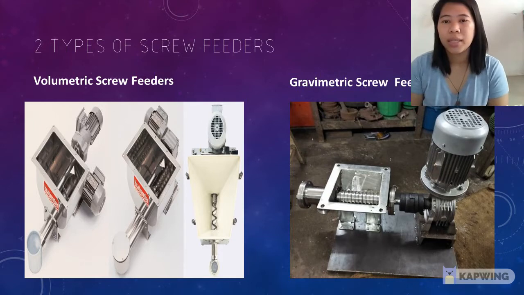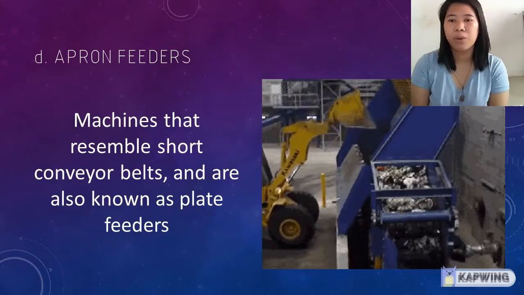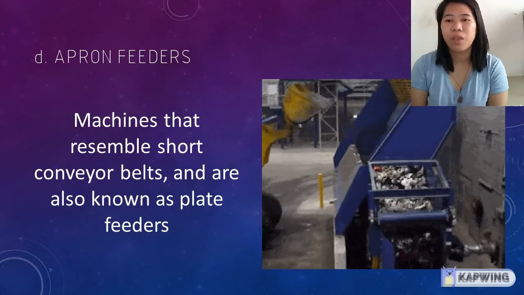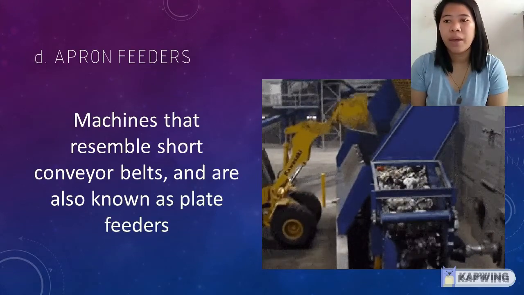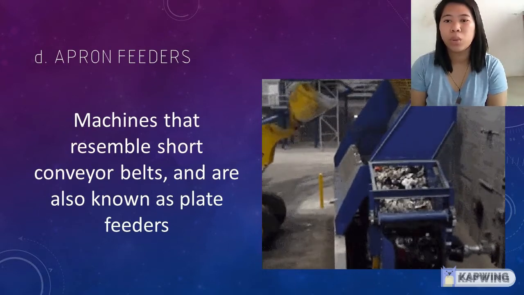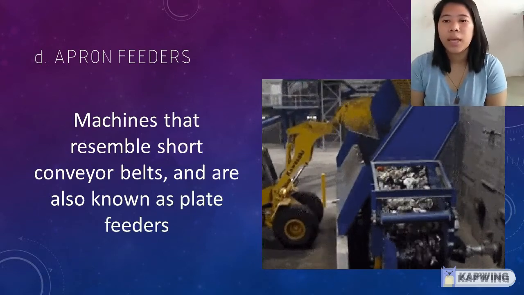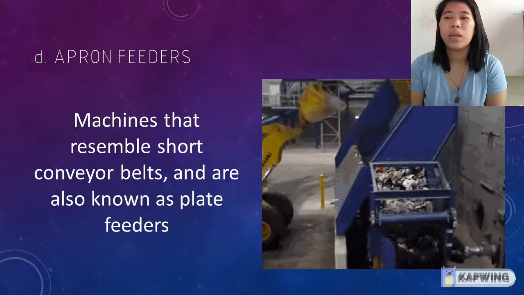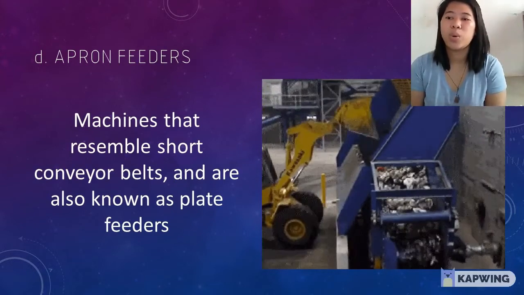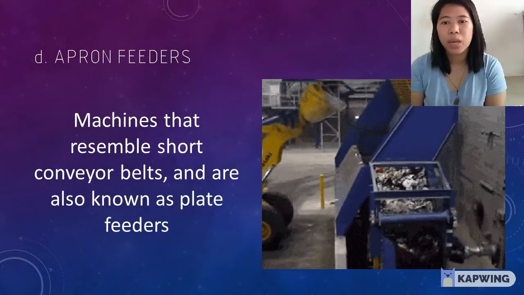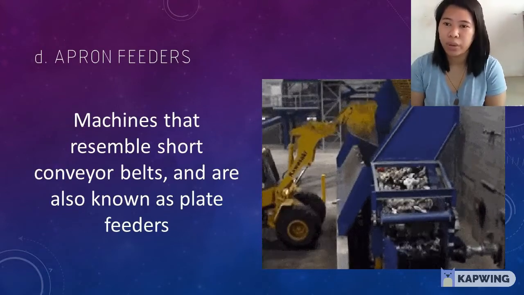So next is another type of feeder. This one is an apron feeder. An apron feeder is another type of feeder that works by moving material from a hopper to the delivery point at a controlled rate of speed. This apron feeder is sometimes called an apron conveyor. You should not confuse the two, because in matter of fact, an apron feeder is a conveyor.